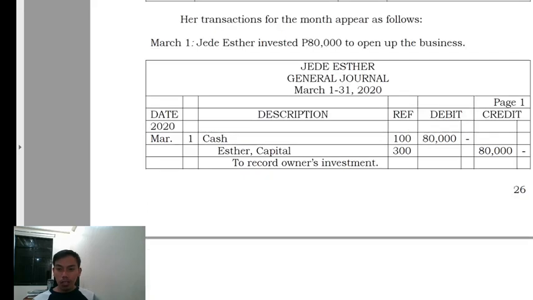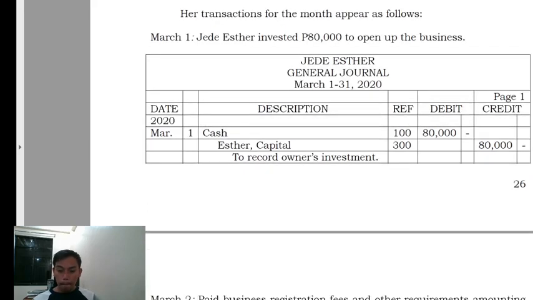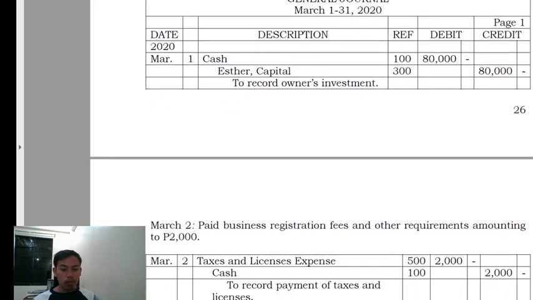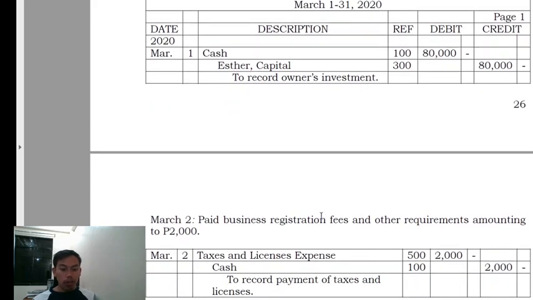Next, business transaction. Nagbayad tayo ng registration fee, other requirements, amounting to 2,000. So, kung i-record natin, nadagdagan bang expenses? Yes. Kung nadagdagan ang expense, debit, credit. It is debit. In this case, debit to taxes and licenses. How much is that? 2,000. Itong mga to, again, kopyahin mo po from the chart of accounts.